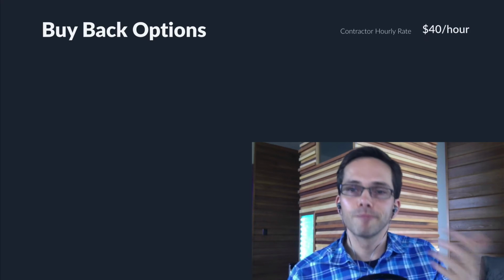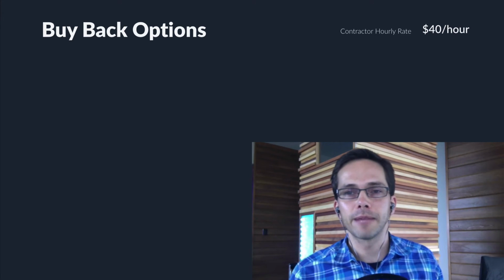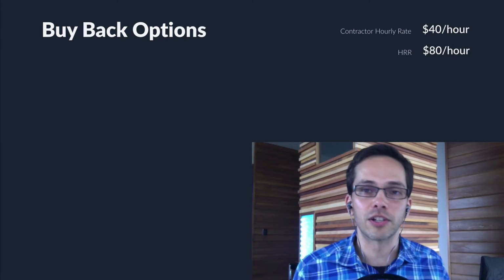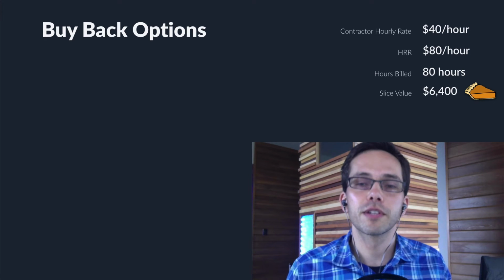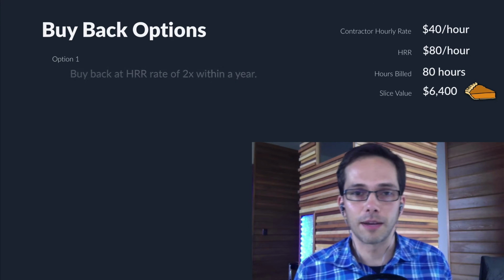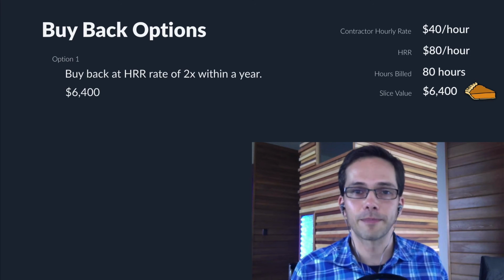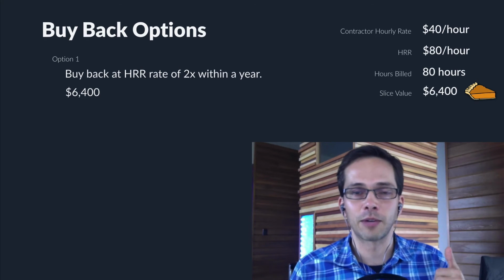So let's say your contractor hourly rate is $40 an hour. You're doing some work for me. To calculate how much of the pie that's going to be worth, that's double that, $80 an hour. Total hours you bill is 80 hours for a total of $6,400. One buyback option would be to buy it back at that double rate within a year. So that'd be $6,400. I pay you that 8 months later, I get my equity back.